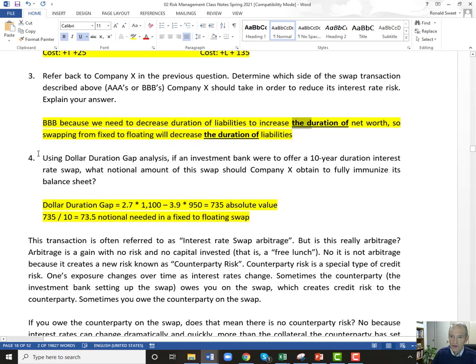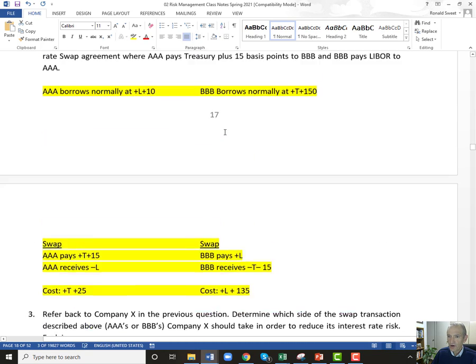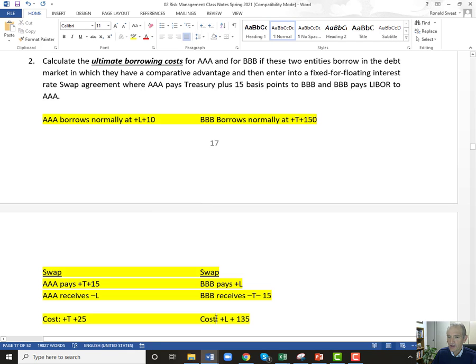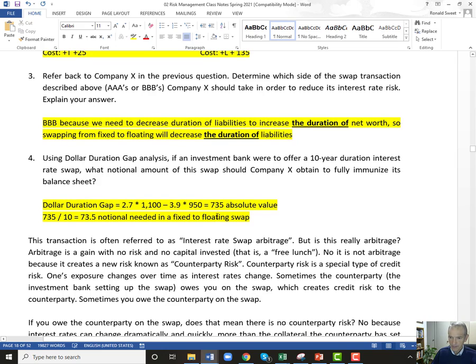And then we'll use dollar duration gap analysis. Remember, the duration of assets was 2.7 times the dollar amount in assets minus 3.9 for duration liabilities times the dollar amount of durations. We get, and here, whatever you get, just put it as an absolute value. We already know we're going to go from fixed to floating, so we're going to pay floating, receive fixed. We just have to know what the notional amount is. The positive or negative numbers are not important.